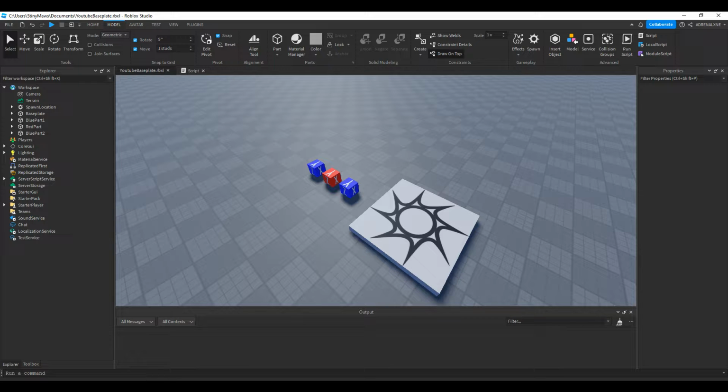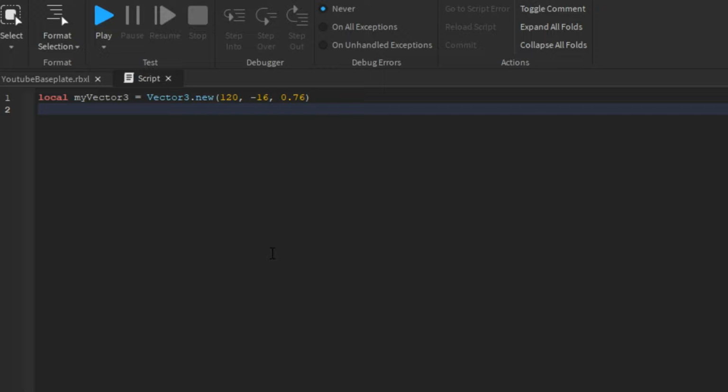In this video, I'm going to show you everything you need to know about Vector3 values. So Vector3 values represent any 3D spatial values, so part sizes, positions, rotations, directions, etc. They have an x, a y, and a z component to them, and they have a set of methods and constants that you can use to make more use of the Vector3 value.